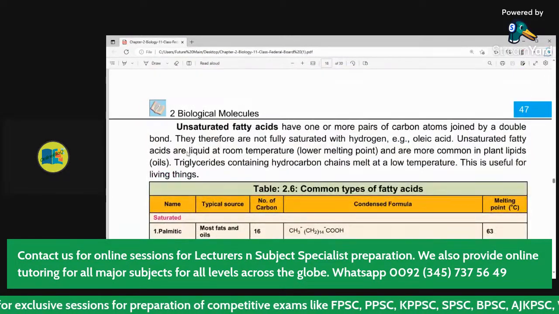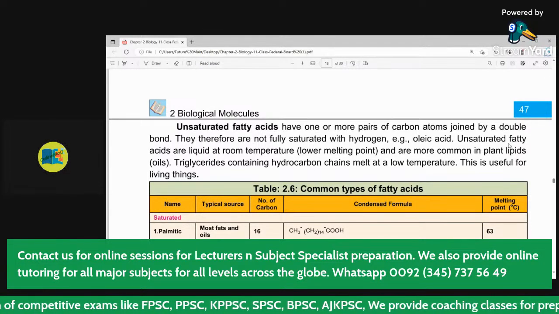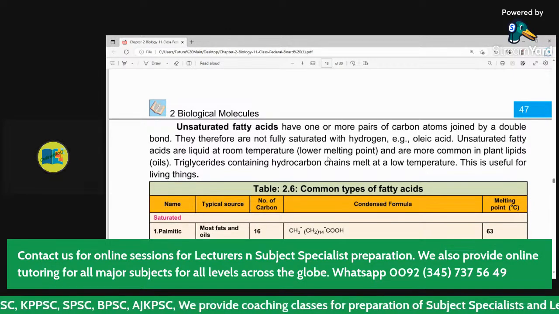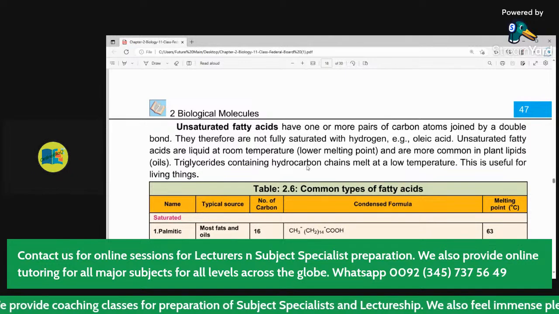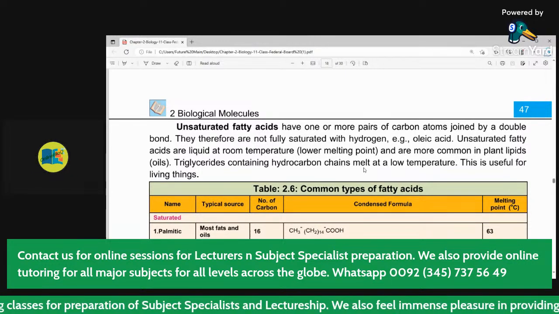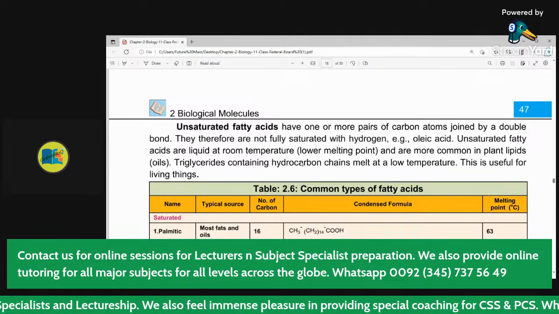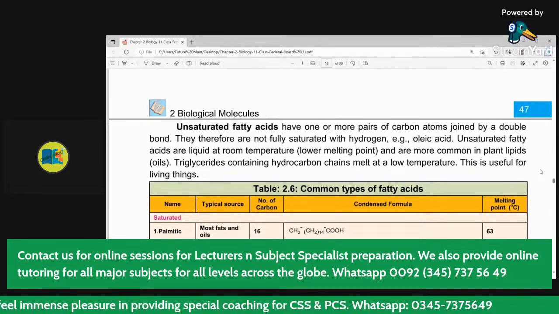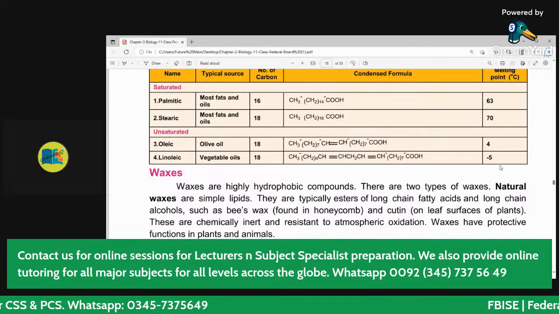Unsaturated fatty acids are liquid at room temperature and are more common in plant lipids. For example, oils, triglycerides containing unsaturated hydrocarbon chains, melt at a low temperature. This is useful for living things.